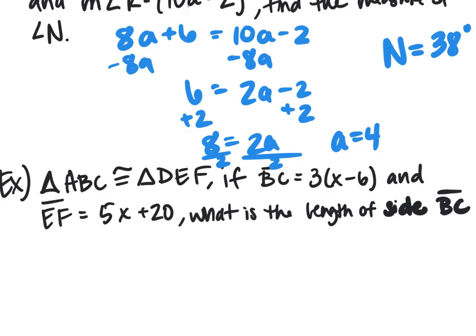Same thing, if you want to draw a picture, by all means do it. But look at the order in the letters here. B to C has to correspond to E to F. So what should you be doing with those two expressions? What should we be doing with 3 times x minus 6 and 5x plus 20? Set them equal. If you haven't done that, go ahead and start.